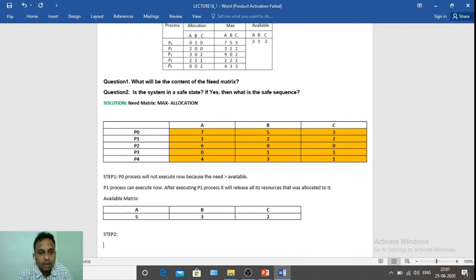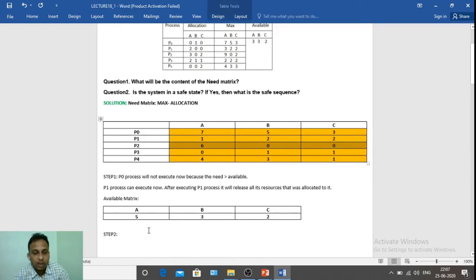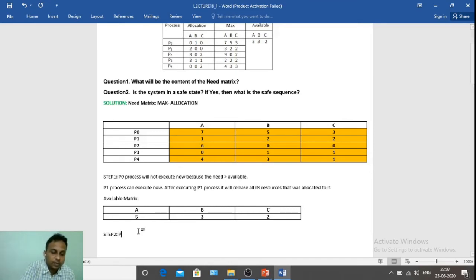Now we have to check whether the P2 process will be able to execute or not. As you can see, this is the P2 need 600 and here the available is 532. So the P2 process will not execute. Why will it not execute? Because the need is greater than available.